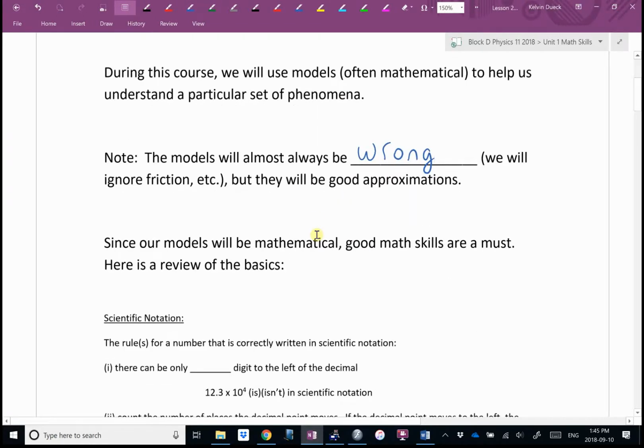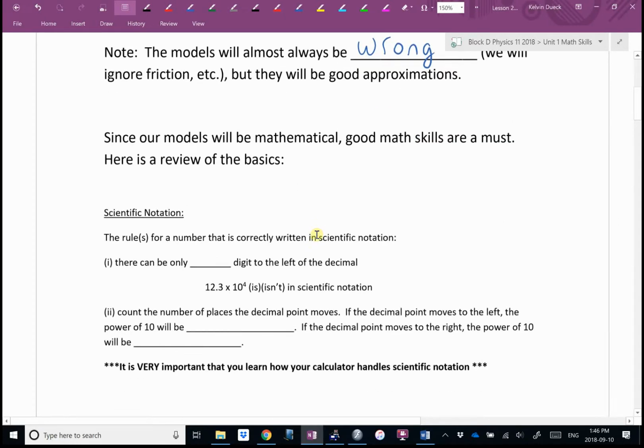But because our models will be mathematical, some good math skills, as I wrote here, are a must. I'm going to say this. If you're not a good math student, everybody that I've had that's taken physics with me has said this has really helped them mathematically as well. I truly believe that taking physics helps you also in your math courses. You will, by the end of the year, be far better at mathematics than you thought, because I will push you to do an awful lot in your head, because I'm naturally lazy.